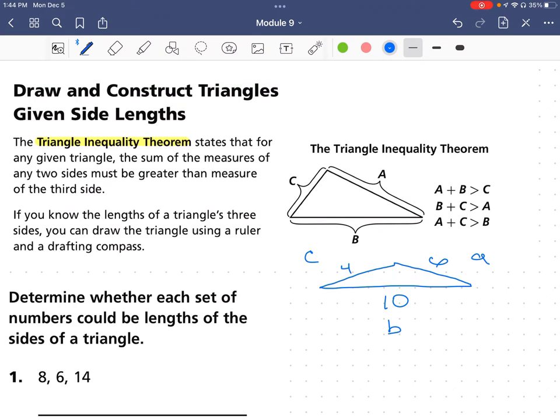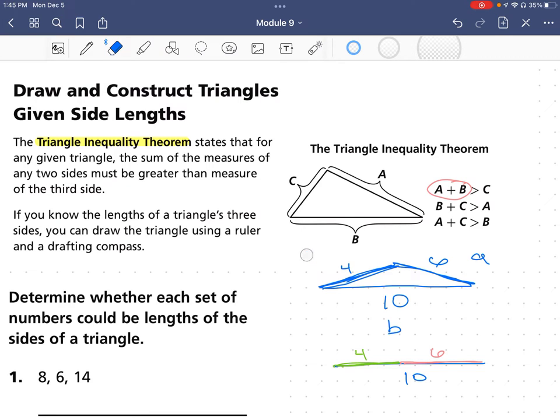No, because you would have 10 on the bottom, and the 6 and 4 will just barely high-five each other. The 4 will lay right there, and the 6 would just barely touch, but there would be no space in between. It would be essentially two lines on top of each other. So what they're saying is that A and B, those two sides, need to be greater than C. They cannot equal C. They must be greater than C.